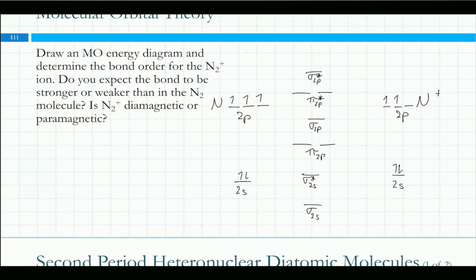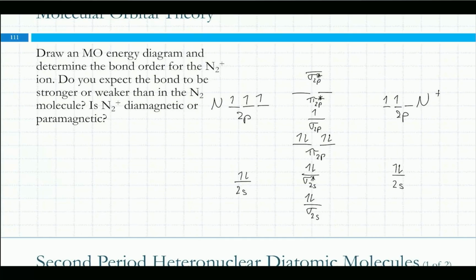Okay, so now when we fill in the electrons, we basically have to take all of these electrons from this N plus, all of these electrons from the other nitrogen, and we just start filling them in. So how many electrons do I need to fill in total? 9. 4, 5, 9. So 1, 2, 3, 4, 5, 6, 7, 8, 9.